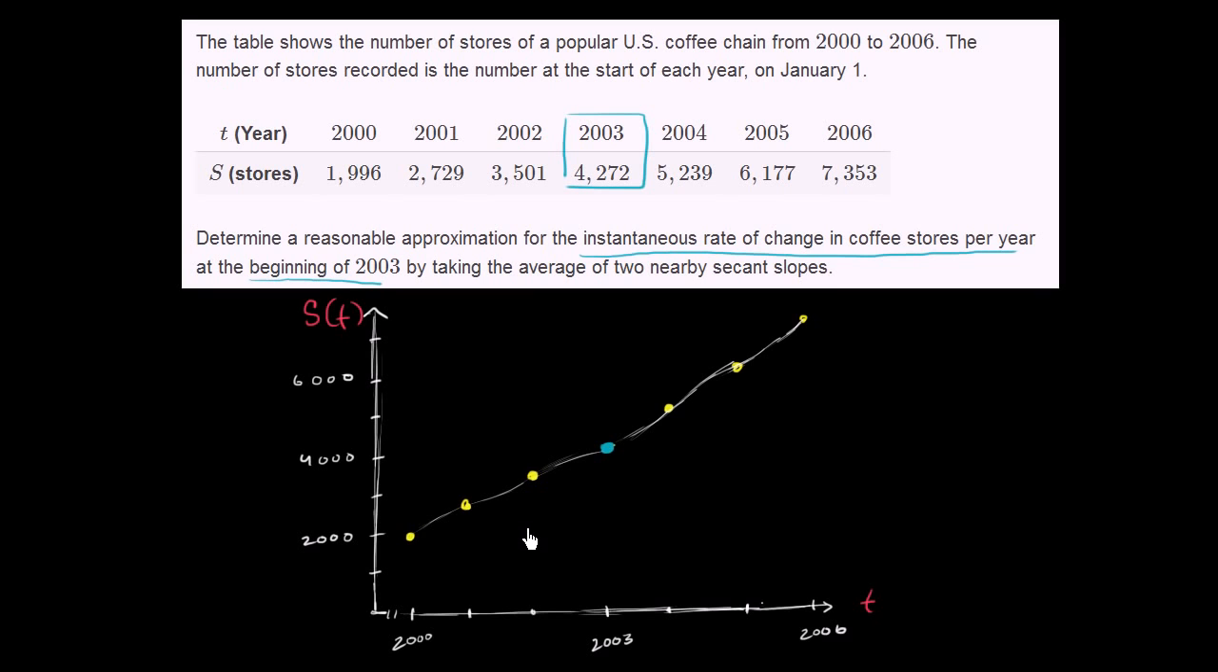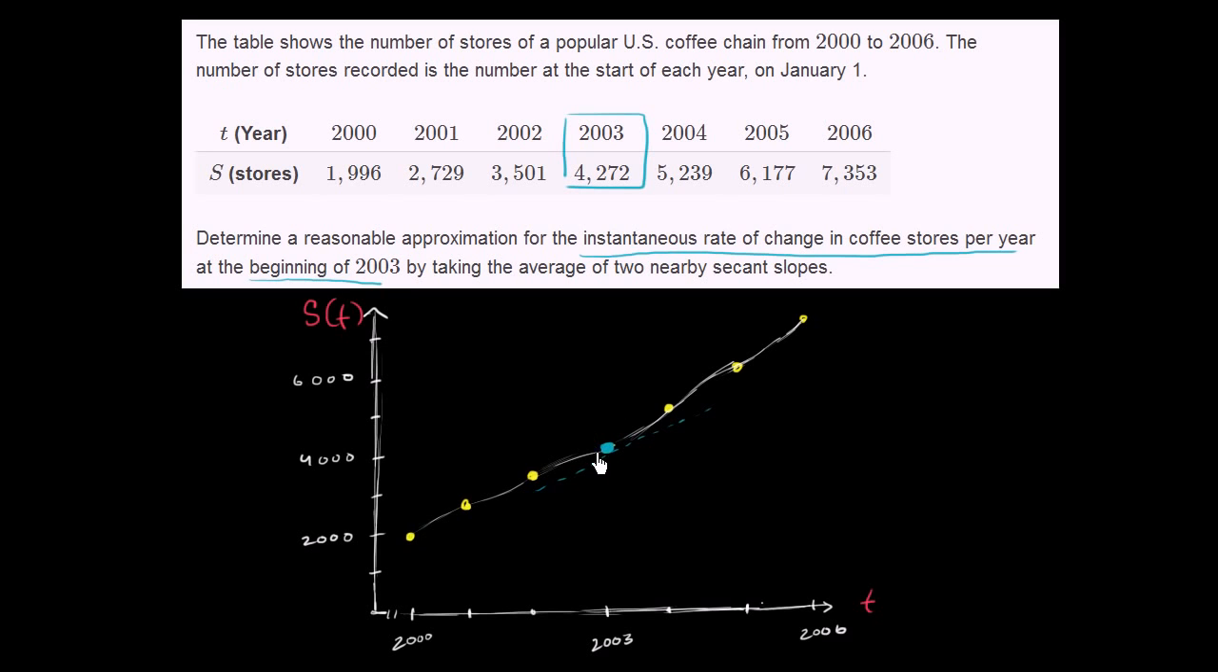So when they're saying the instantaneous rate of change in coffee stores per year, this is the instantaneous rate of change of stores per time. They're really saying we need to approximate the slope of the tangent line in 2003 when time is 2003. So the tangent line might look something like that. I want to draw it so you see that this line right over here is tangent.